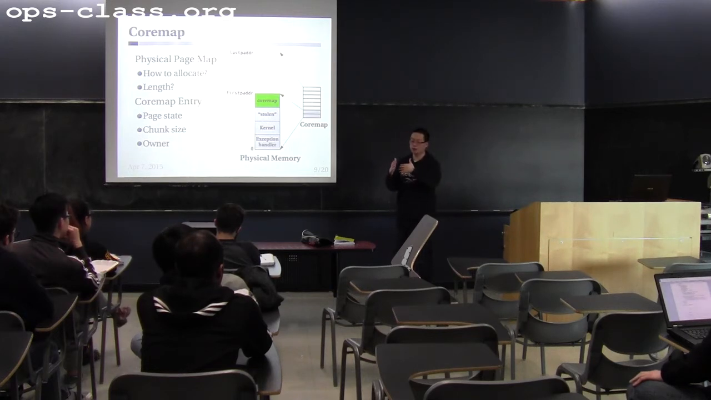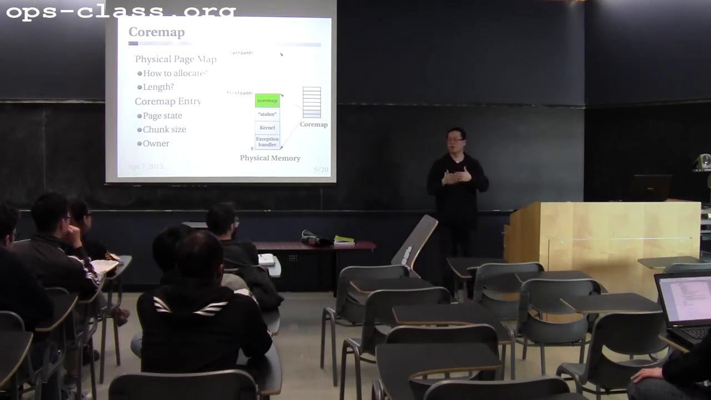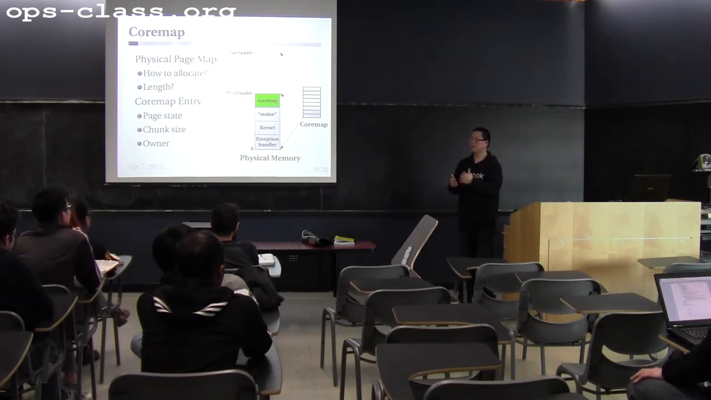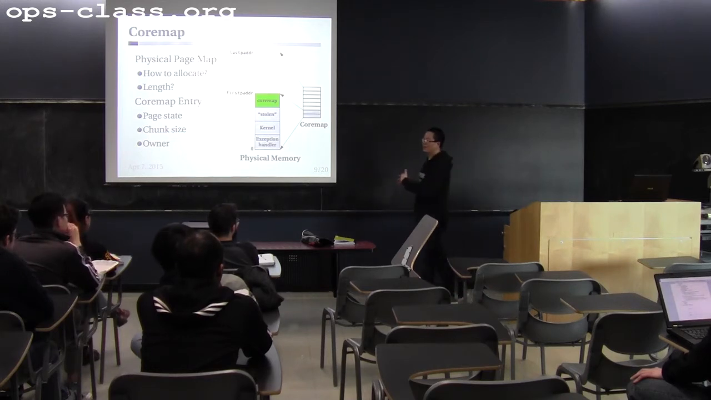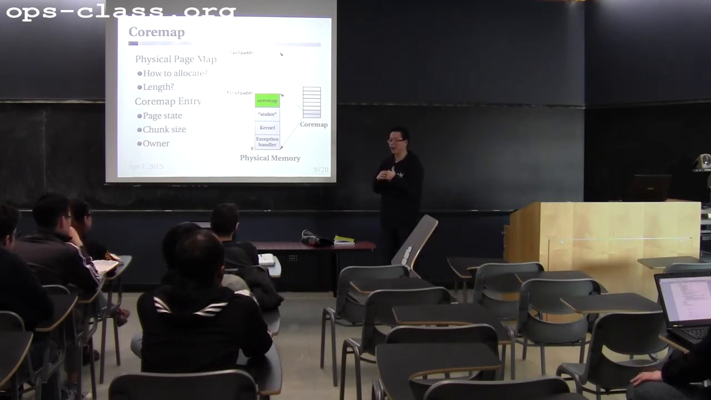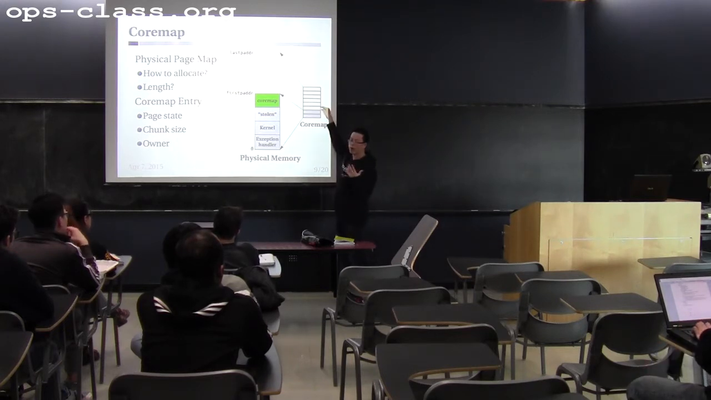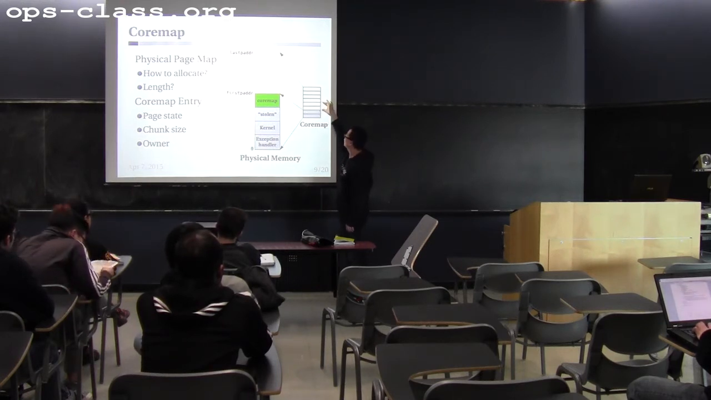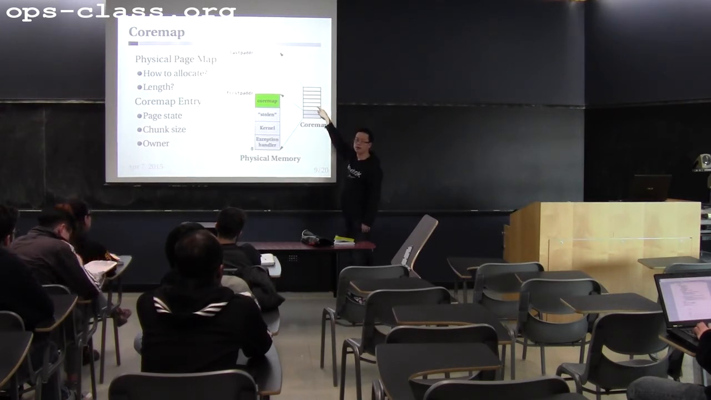In reality, you don't have to set the chunk size in every call map entry, but you need to reserve space to save the information. Got lost? Say I call allocate k pages, and you decide that, okay, from now I want to allocate four pages. You scan the call map and find a chunk of four available, continuous pages. Then you give me the base address of the first physical page. Where do you store the chunk size?